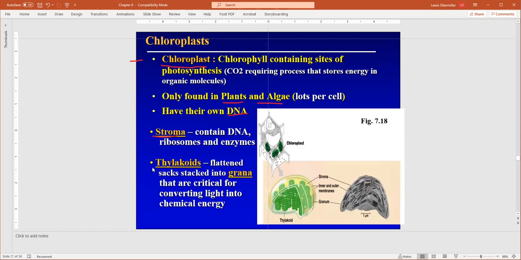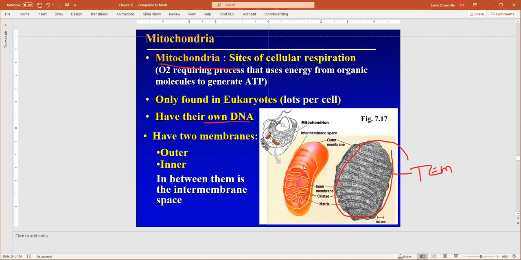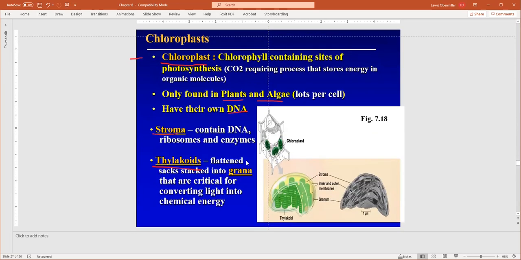We talked about stroma and the thylakoids. We also talked about the interior of this, which is called the matrix.